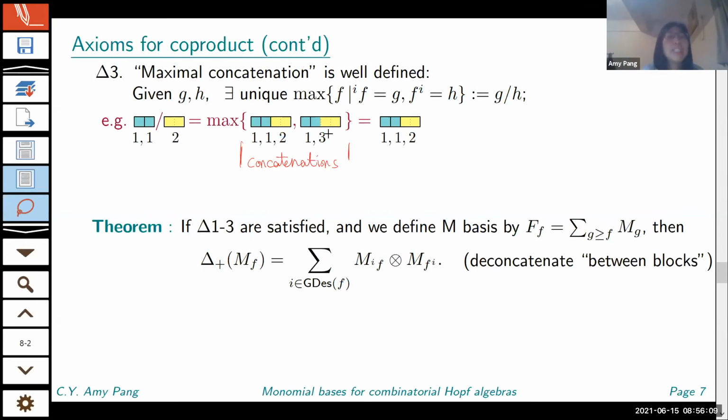Now which one of these is maximal? Remember that an additional division is a cover relation. So you want the one that has a division there.